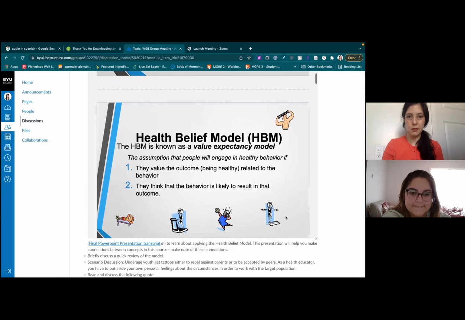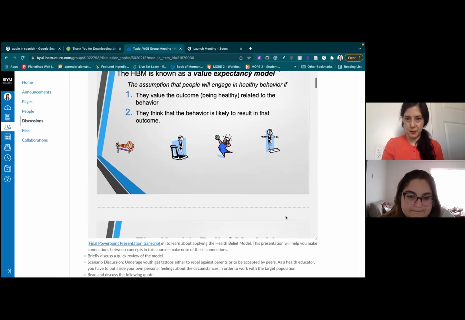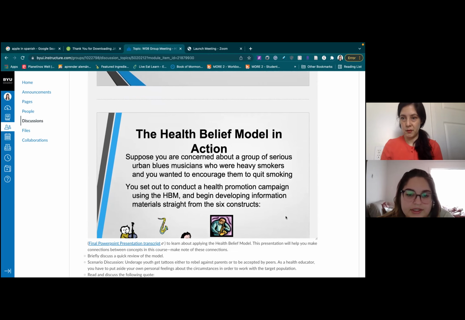Okay, the next one, health belief model. The health belief model is known as a value expectancy model. The assumption that people will engage in healthy behavior if, one, they value the outcome, being healthy related to the behavior, or two, if they think that the behavior is likely to result in that outcome. Pretty much it's, if I think that changing this behavior is going to make me healthier and I want it, then I'm going to change my behavior. Pretty much, right? Yeah. It's like the risk versus the reward kind of thing.